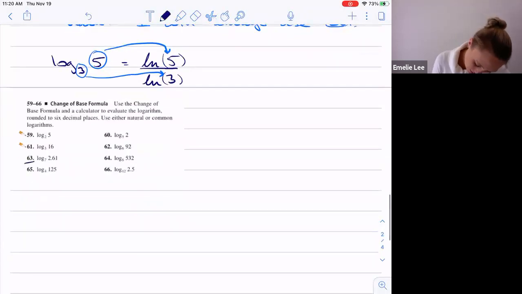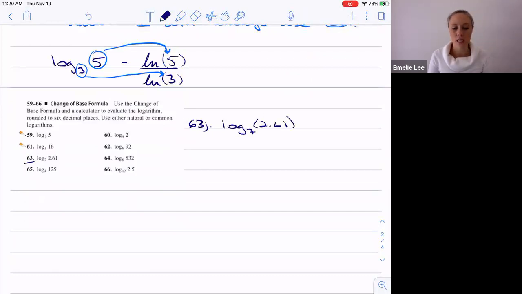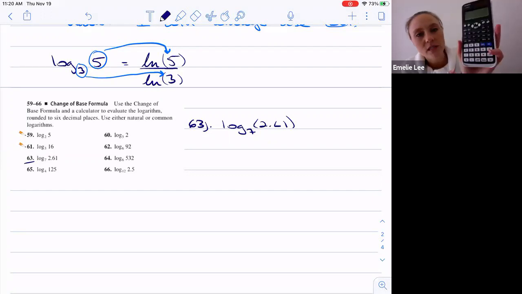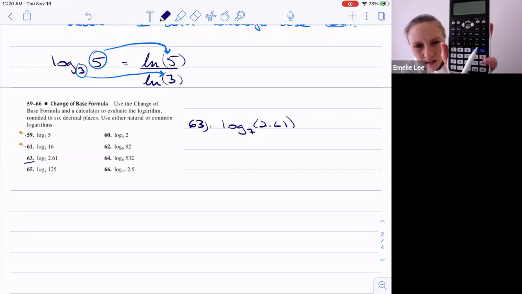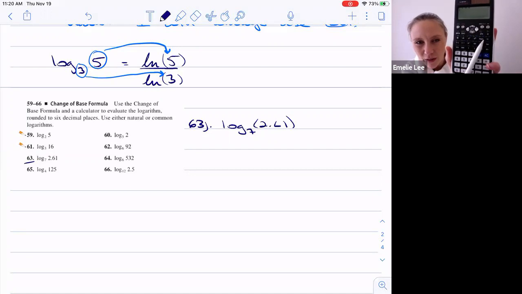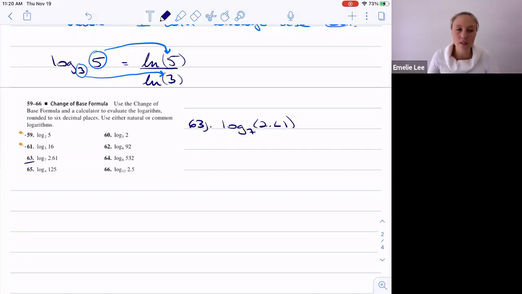Let's do 63. We've got the log base 7 of 2.61. Well, I will say that there are calculators that have the special log base anything button, right? So I'll try to see if I can. So on here, it looks like the log base anything of whatever I want. Okay, so there are calculators that can just do it, but most calculators don't, okay? So get to know your calculator a little bit and see if you even need the change of base formula.